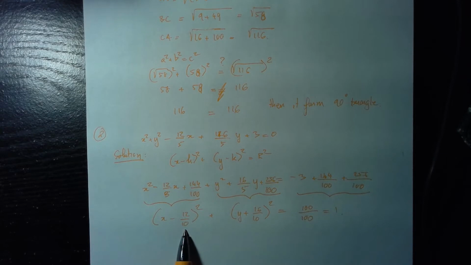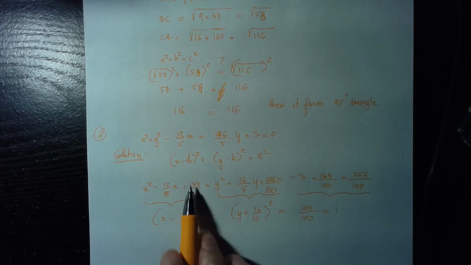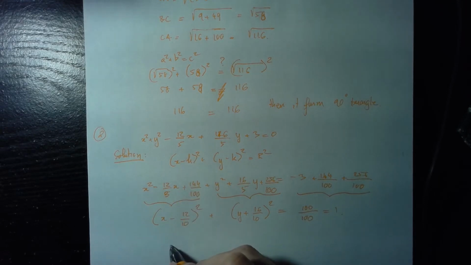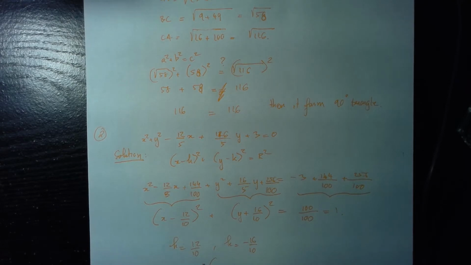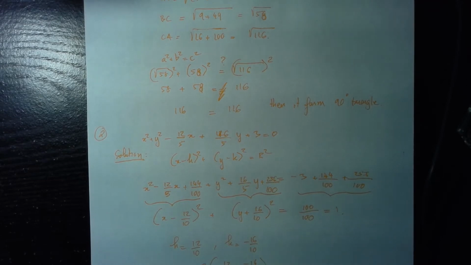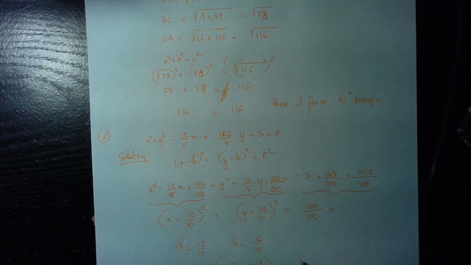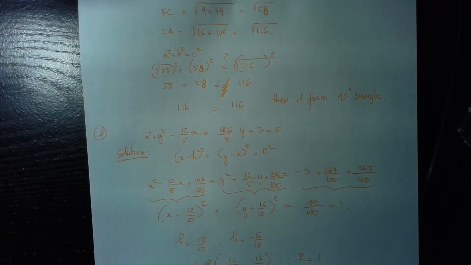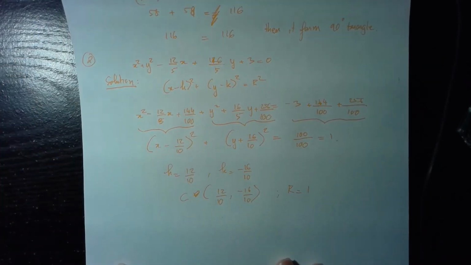So now I see that it's in the standard form already, in which h is 12/10 and k is -16/10. Then the vertex will be the center. I'm sorry, the center will be (12/10, -16/10). Okay, and the radius will be 1 right here.